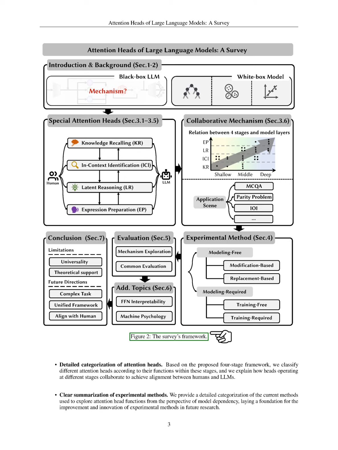The name mover head and backup name mover head relocate names, while the letter mover head gathers initial letters of certain words. Conversely, the negative name mover head prevents name information from being moved.